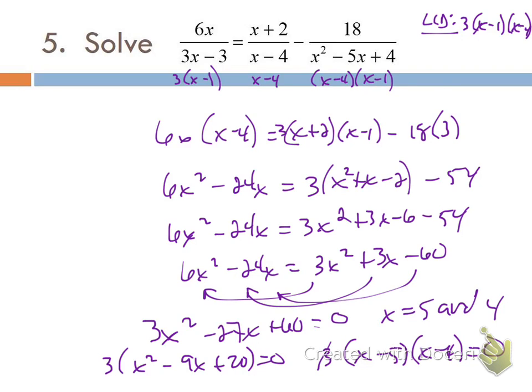We did not do our restrictions. What can x not be? Because it will make the least common denominator 0. It can't be 1 or 4. Well, we see down here that one of our solutions is 4. This is extraneous. So our only solution is 5. It's the only one we can use. Okay? Alright.